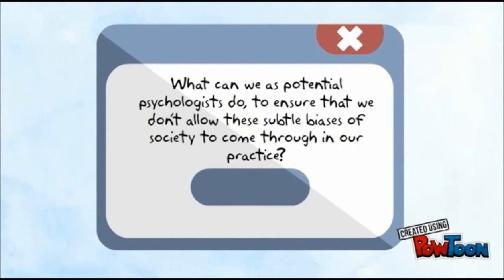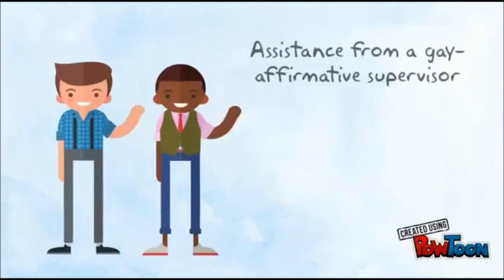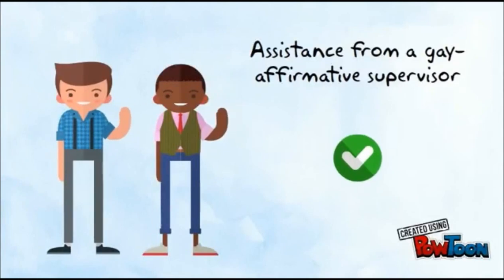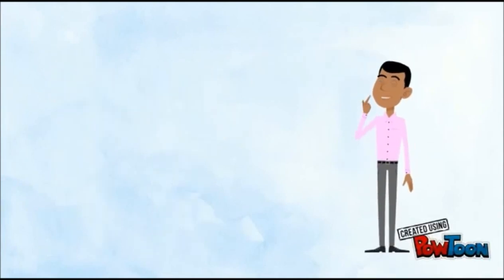So, what can we as psychologists do to ensure that we don't allow these subtle biases of our society to come through in our practice? Pickens and Goldfried suggest a few ways. Here are 2. 1. Seeking assistance from a gay affirmative supervisor. Seeking a gay affirmative supervisor will ensure psychologists are competent, thus upholding guidelines. 2. Examine own sexual orientation.